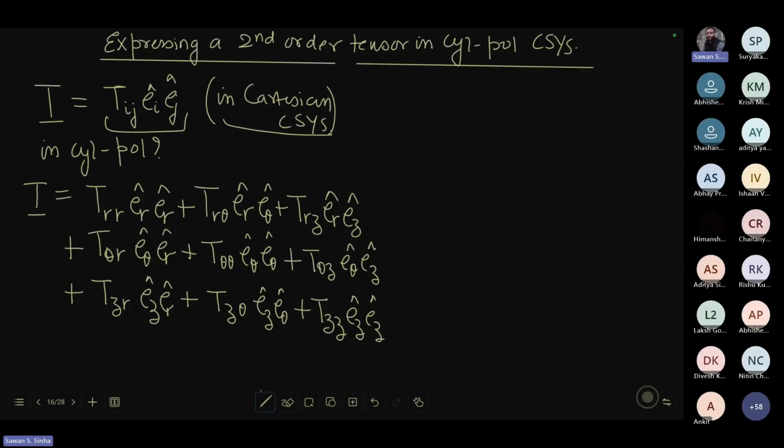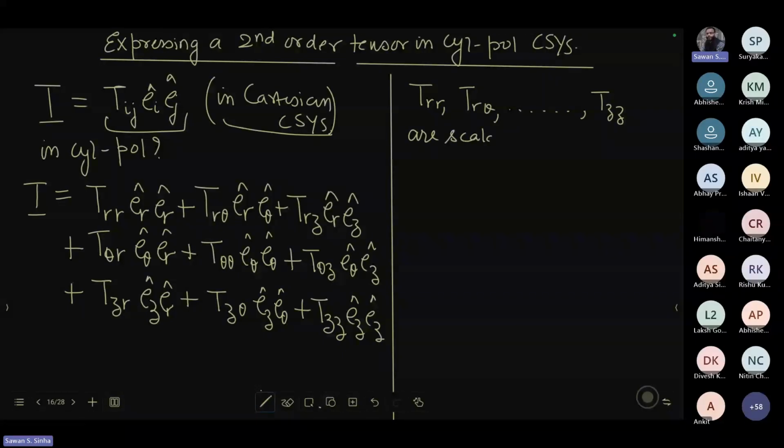ER ER, ER E theta, ER EZ, theta R, theta theta, ZR, theta, ZZ. All right, where of course all these T's which are appearing there, they are just scalar components. TRR, TR theta, all the way to TZZ are scalar components of T in cylindrical polar coordinate system.